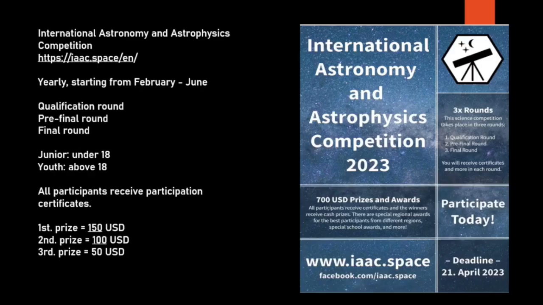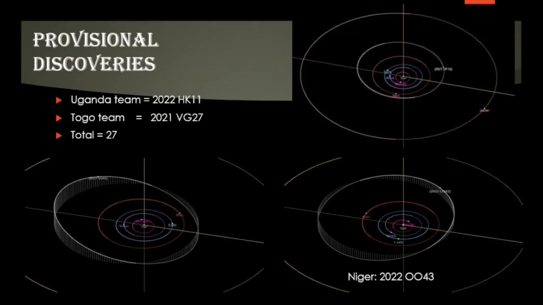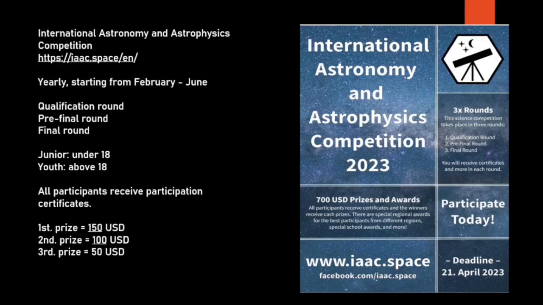So then we have another one. This is the end of the asteroid search. Then we have space competitions. We are working with this organization to spread astronomy competitions in Africa, the International Astronomy and Astrophysics Competition. Their program runs every year starting from February to June. So this is their website, this is their poster.